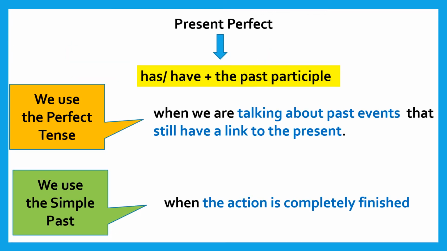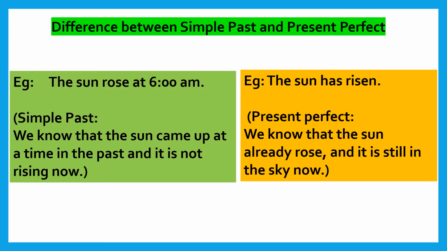Present perfect. We form the present perfect with has or have plus the past participle of the verb. We use the perfect tense when we are talking about past events that still have a link to the present. We use the simple past when the action is completely finished. Difference between simple past and present perfect.